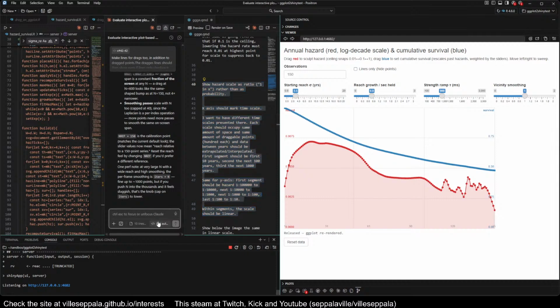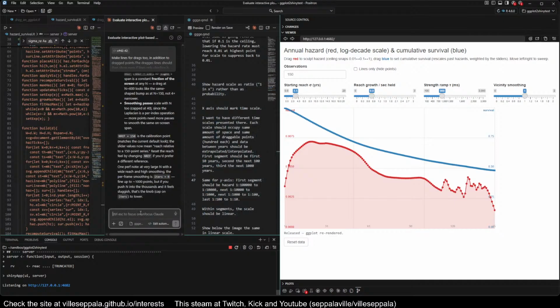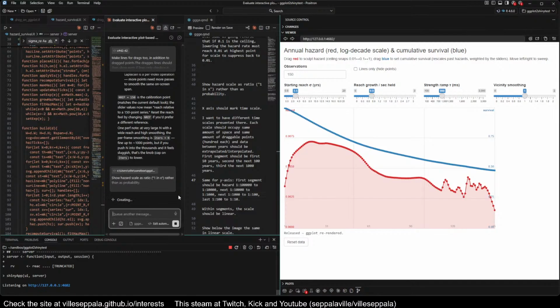Yeah, this is quite a big one. Let's put high effort. I'm not sure what the impact is here, but let's see.